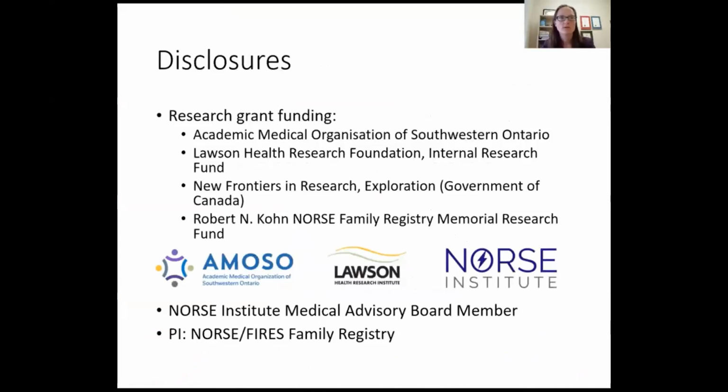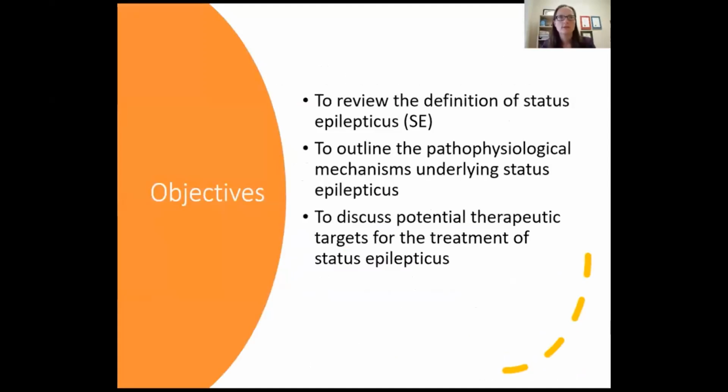With regards to disclosures, I have research grant funding from the following agencies, and I am the principal investigator for the Norse Virus Family Registry. Today's objectives include briefly reviewing the definition of status epilepticus, to review and outline some of the pathophysiological mechanisms underlying status epilepticus, and to talk about some potential therapeutic targets for treatment in status epilepticus.